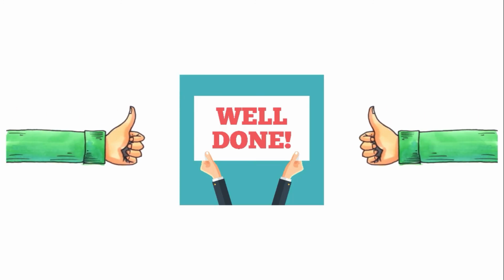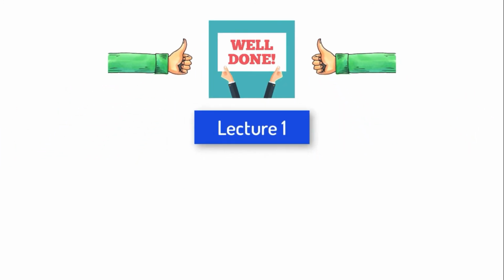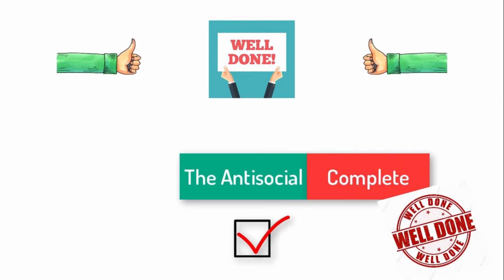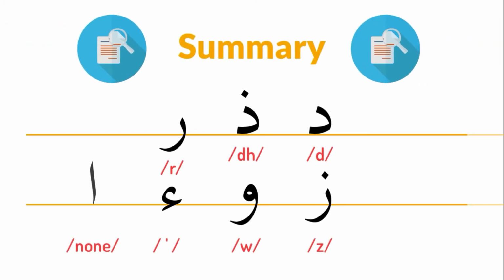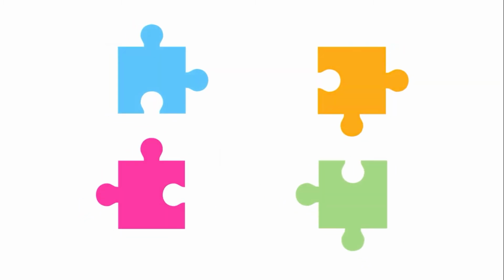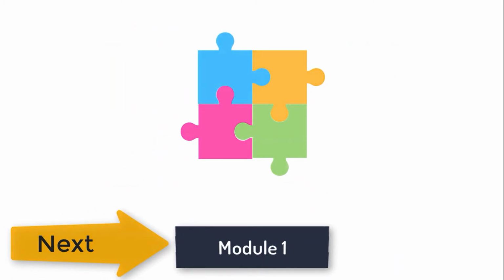Well done! You've now completed the second group of letters, the antisocial letters. Summary. Listen, repeat, practice, and perfect. Once you feel confident and have perfected these letters, move on to the next section.